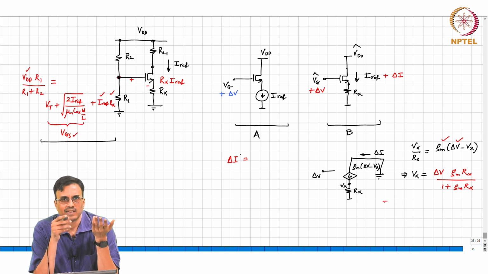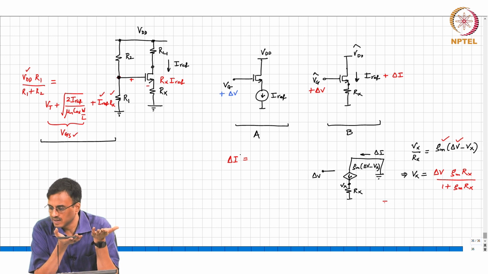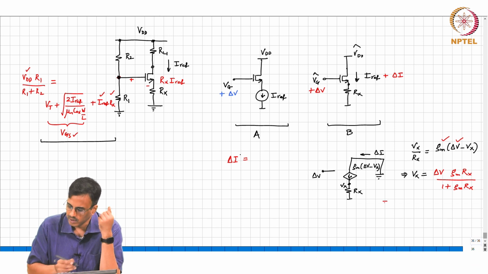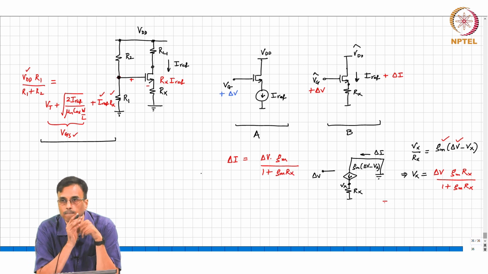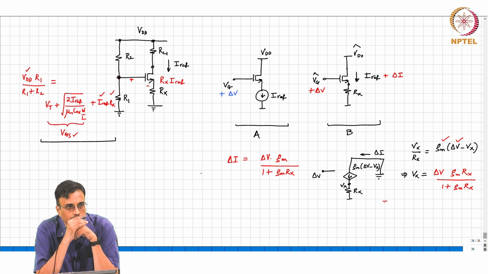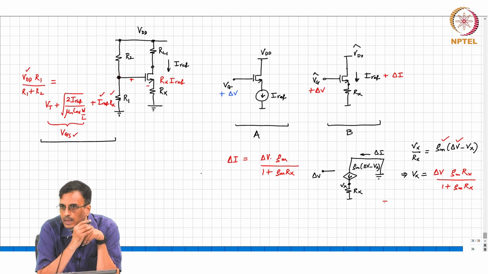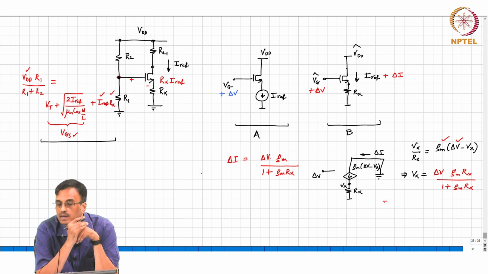You know Vx. What is delta I? Simply Vx by Rx. Okay, so that basically is nothing but delta V times Gm over 1 plus Gm Rx. All right. Okay, sanity check.